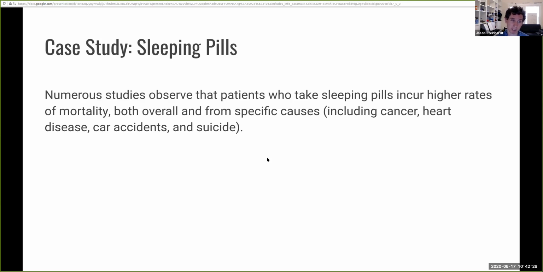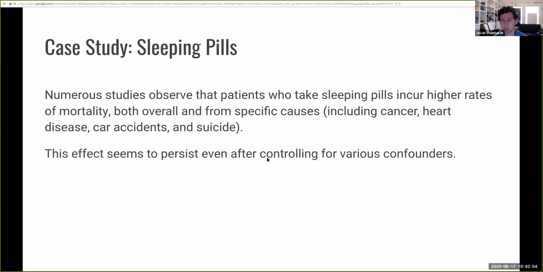For sleeping pills, the basic point is that there are many observational studies which observe that the patients who take sleeping pills have higher rates of mortality under almost every single cause. This might lead you to believe that it's quite dangerous to prescribe sleeping pills. But since these studies are observational, you might be worried about confounders. And people showed that if you control for various confounders, you still see this effect.